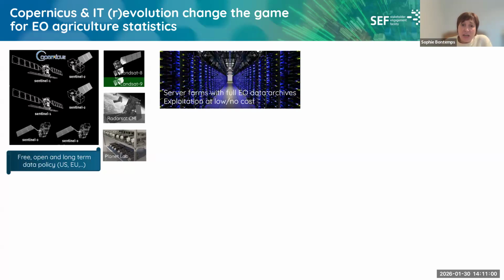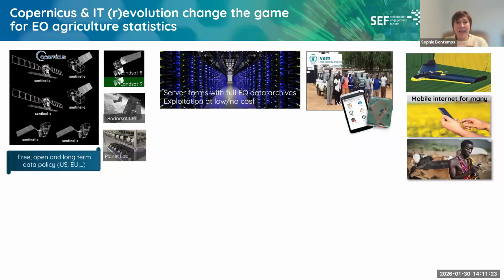Besides the EO data, we also have the IT infrastructure that is available to process this big data. And this is also a big change, again, to allow operational applications with the use of EO data. So you can buy servers, or you can even go on the cloud. This is feasible.